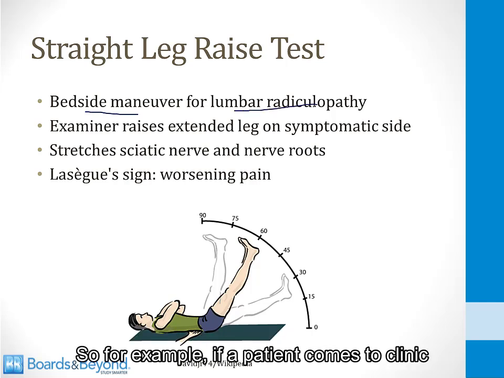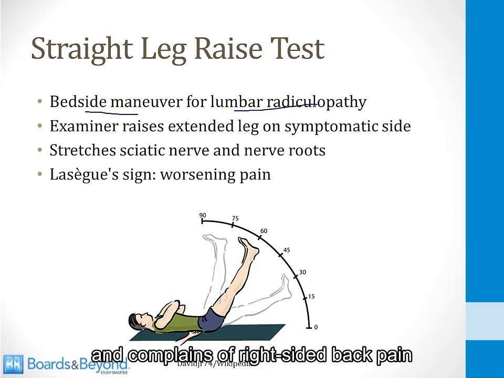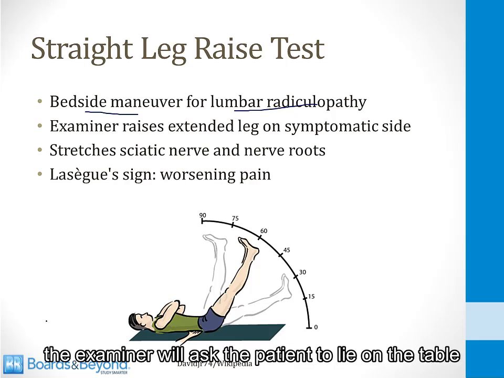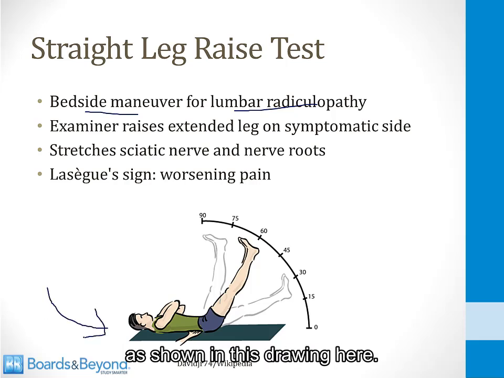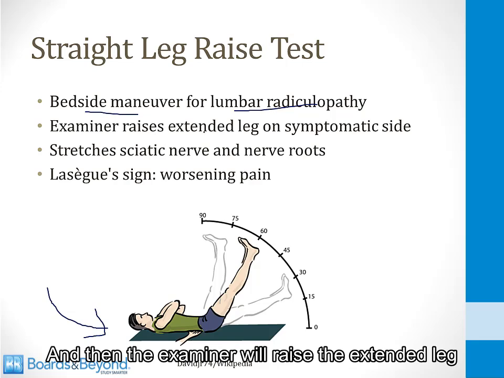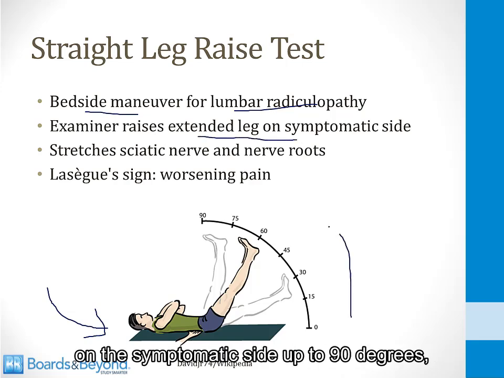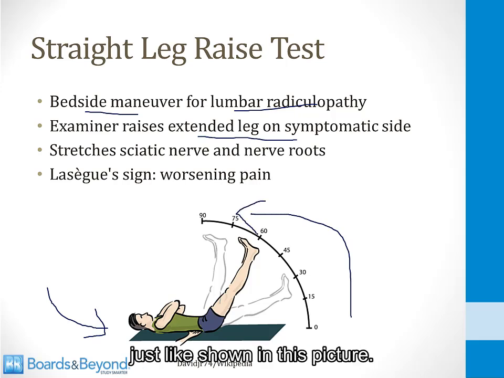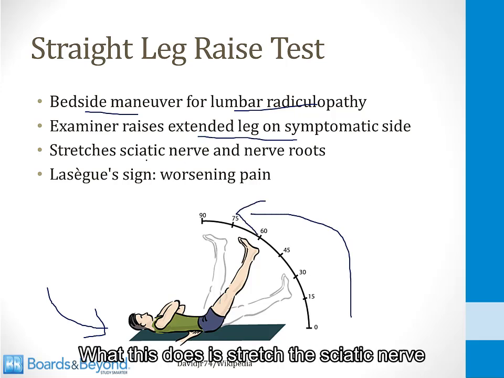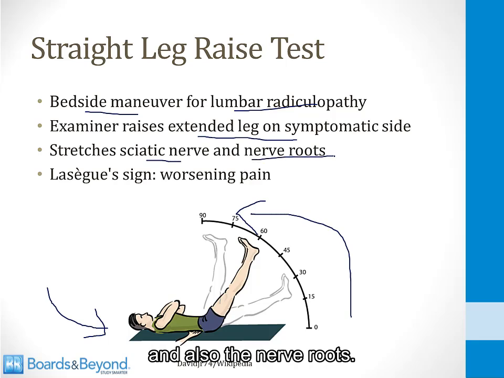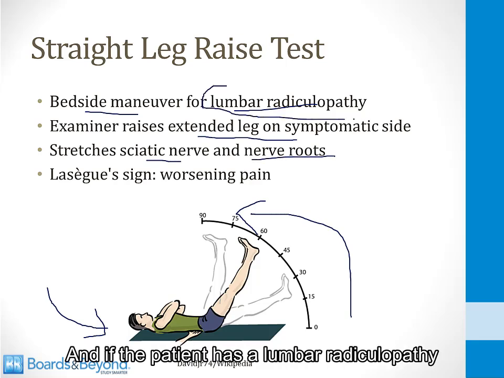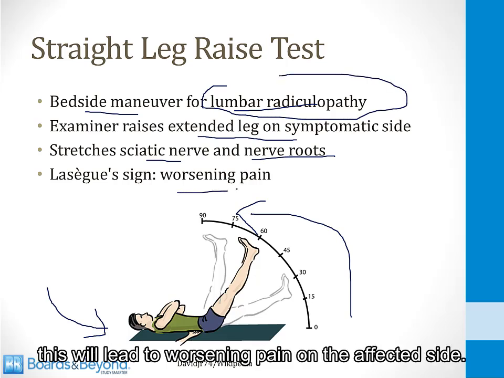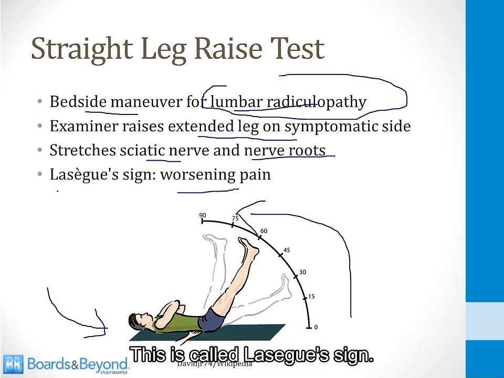So for example, if a patient comes to clinic and complains of right-sided back pain and pain going down the right leg, the examiner will ask the patient to lie on the table as shown in this drawing here, and then the examiner will raise the extended leg on the symptomatic side up to 90 degrees, just like shown in this picture. What this does is stretch the sciatic nerve and also the nerve roots, and if the patient has a lumbar radiculopathy, this will lead to worsening pain on the affected side. This is called Lasegue's sign.